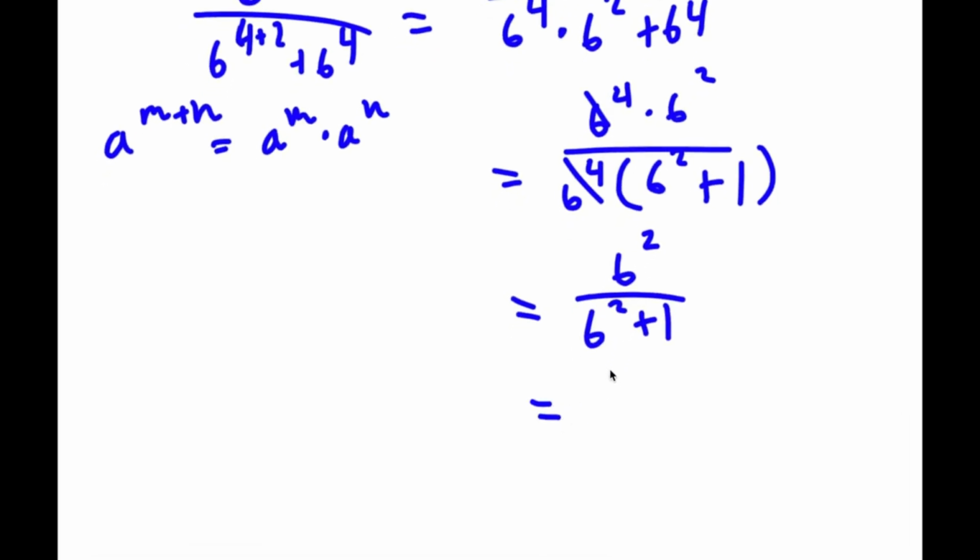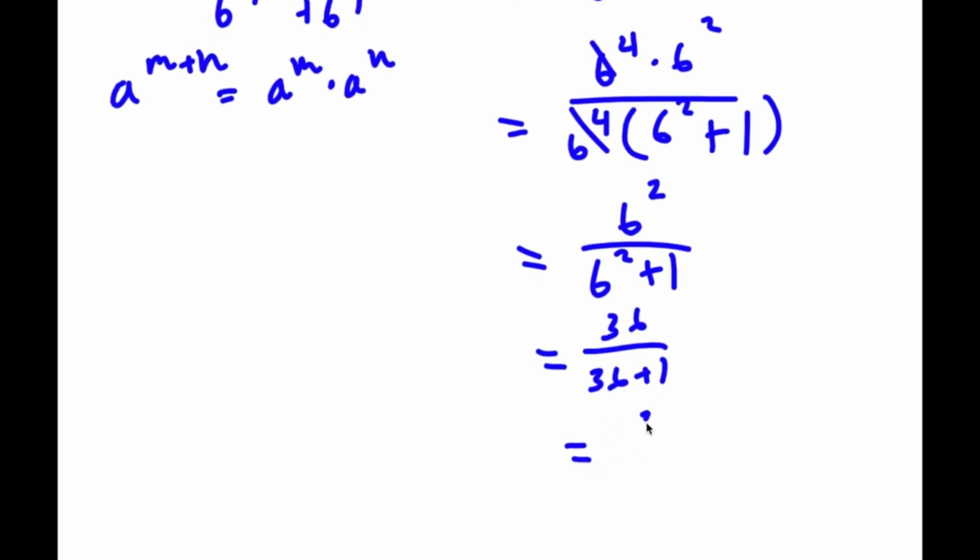6 squared is equal to 36. So I have 36 over 36 plus 1. 36 plus 1 is 37. So I have 36 over 37. And that is our answer.